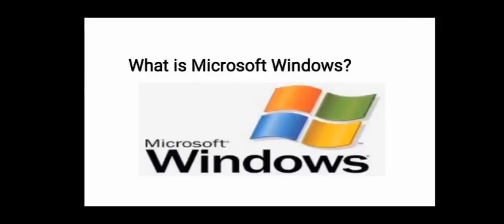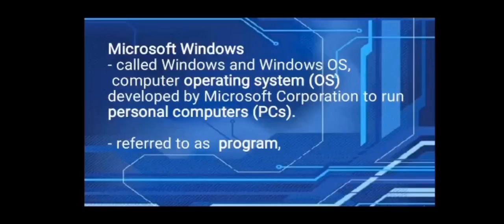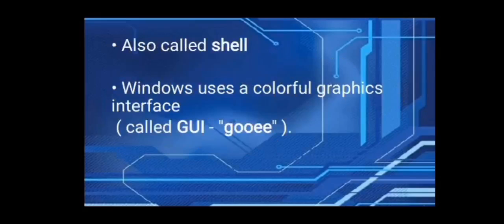What is Microsoft Windows? Microsoft Windows, called Windows and Windows OS, is a computer operating system developed by Microsoft Corporation to run personal computers. Microsoft Windows is also referred to as a program. Microsoft Windows, or Windows for short, is an operating environment between the user and the computer operating system. Also, it is called a shell. It is a layer that creates the way the computer should work.